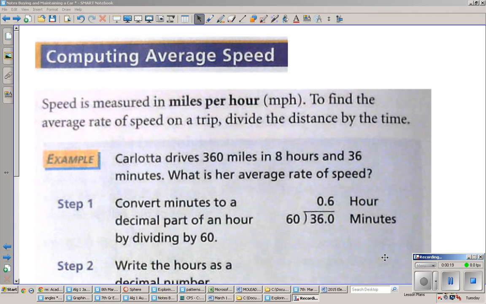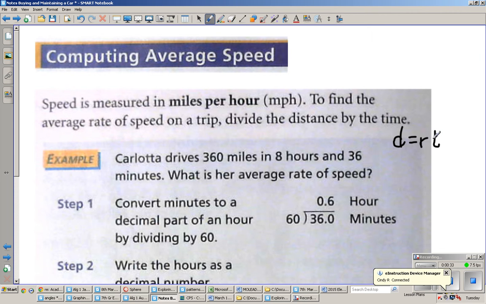I'm sure in science you've worked with the distance formula. Distance equals rate times time, and rate is referring to the speed. So if I'm wanting to know the rate, that is basically distance divided by time. So let's look at an example.